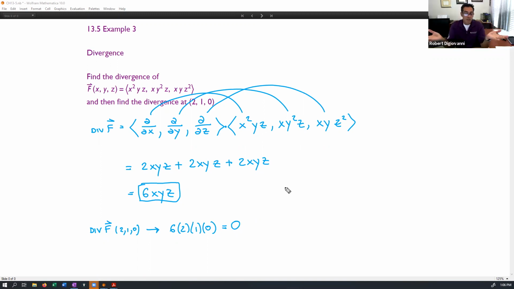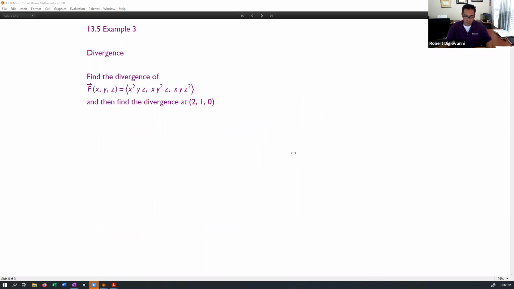Now, what does div represent, right? So what we know, curl gives us this twisting within the field, but the div represents something completely different.